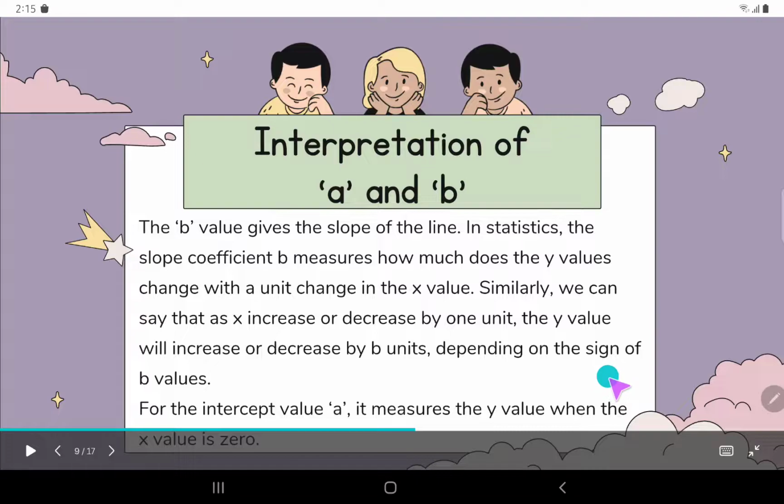So the intercept value of a means it is the y-intercept. The y-intercept is when the value of x is 0.